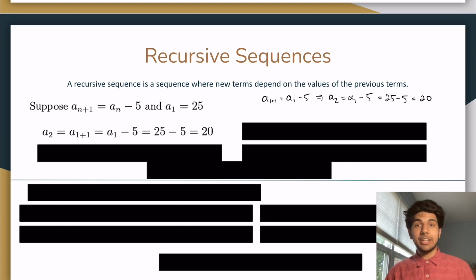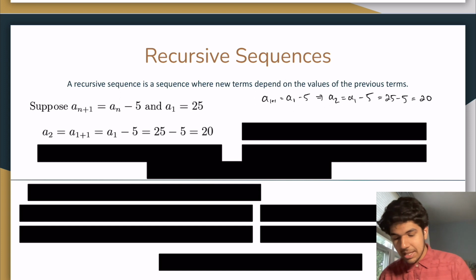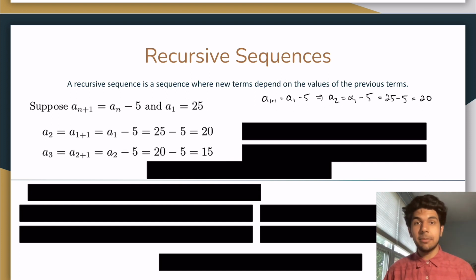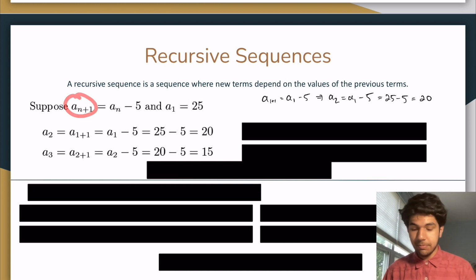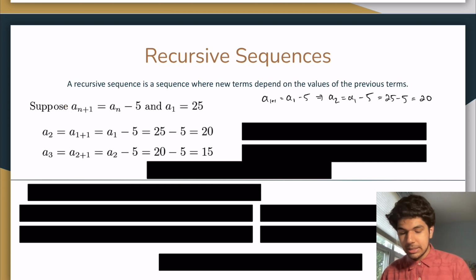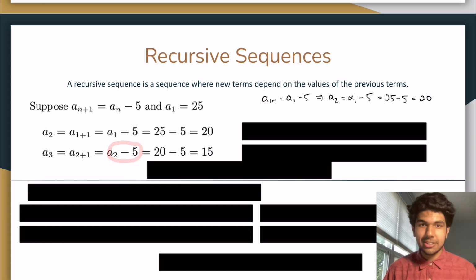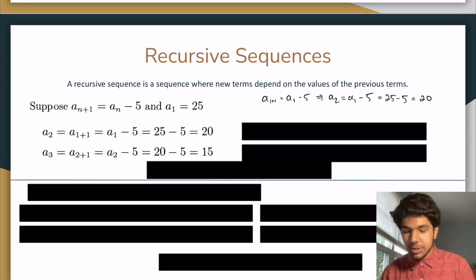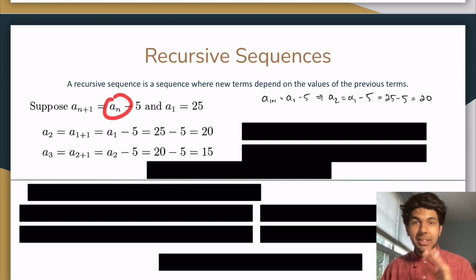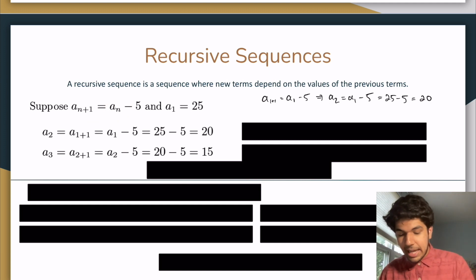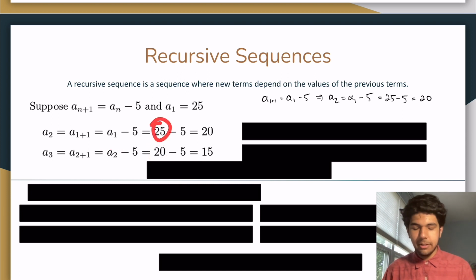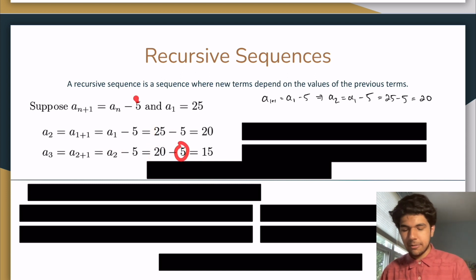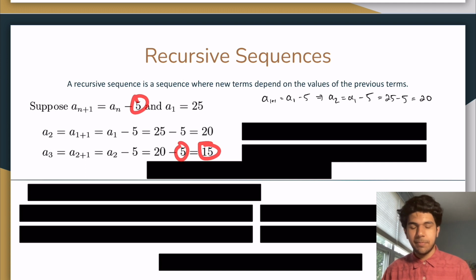What about if we were to find a sub 3? Now, we would substitute n equals 2 in, because that would make this a sub 3. And then we get a sub 3 is equal to a sub 2 minus 5. So now our equation is saying, don't depend on a sub 1 anymore, now depend on a sub 2. So we'll substitute a 20 for a sub 2 instead of this 25. And then we still subtract this 5 from before, and we get 15.